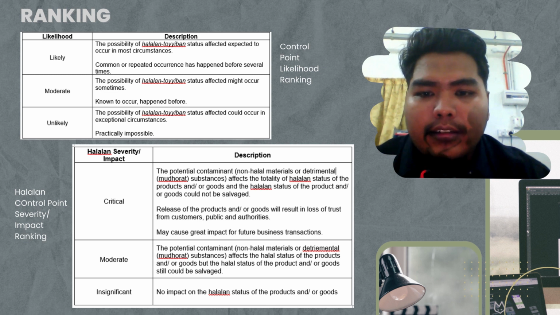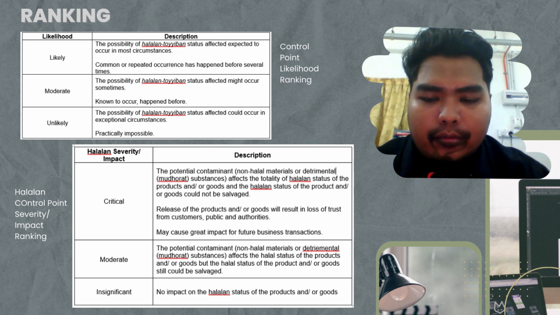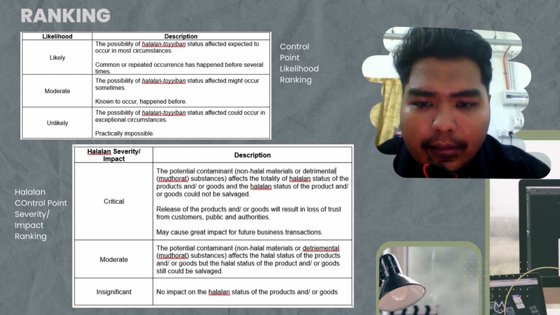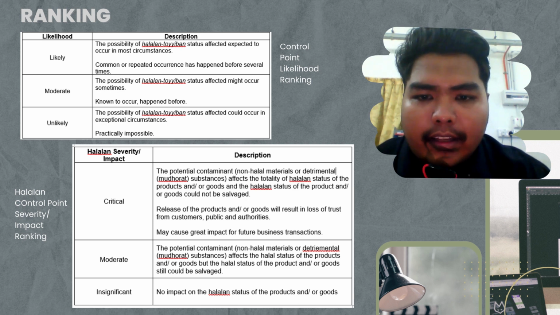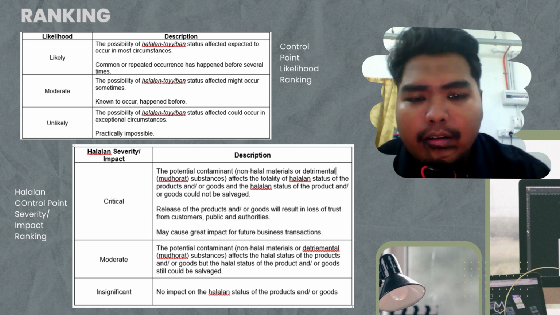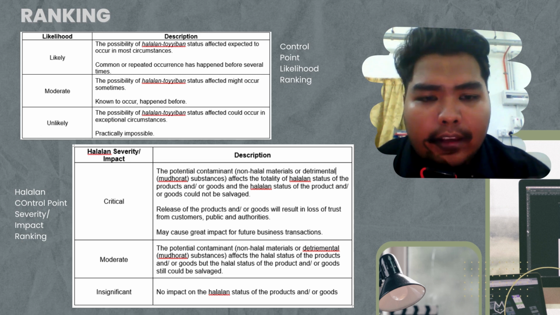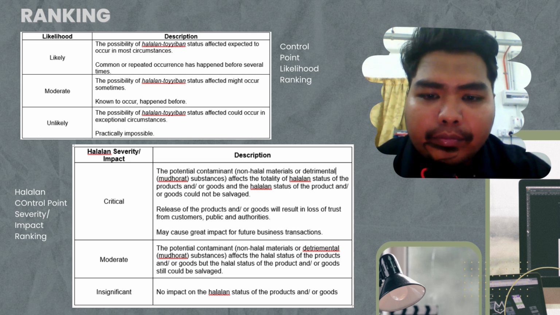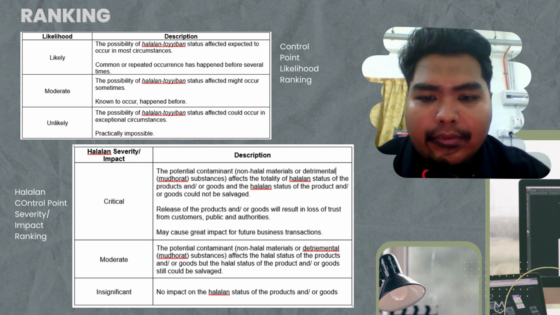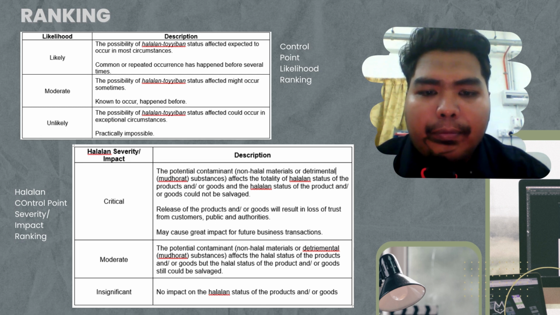The second table, which is severity or impact, has three stages, which are insignificant, moderate, and critical. Critical is when the product may affect the halal status, and the halal status may be taken back from us. The moderate is a potential contaminant that may affect the halal status of the product, and insignificant is no impact on the halal status of the product or goods. So these are the rankings used to determine the HCP.